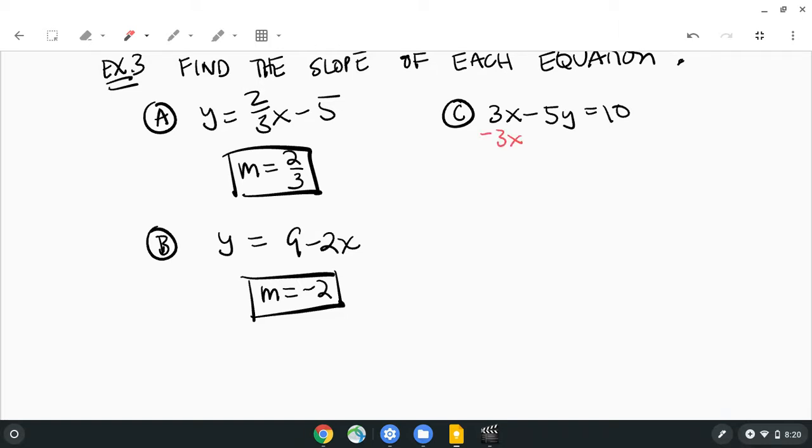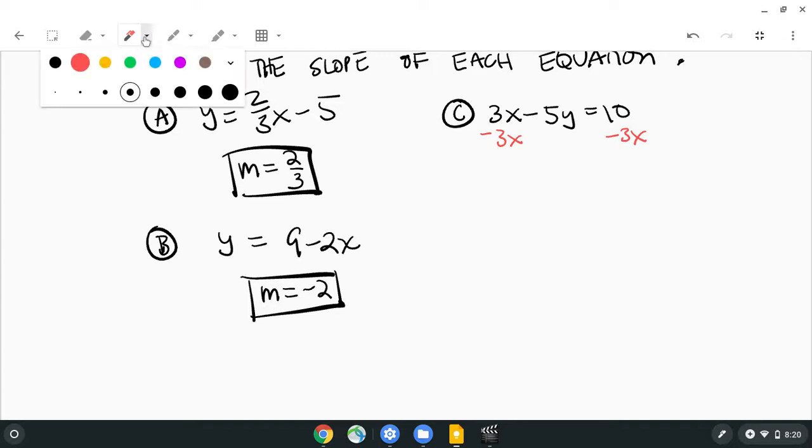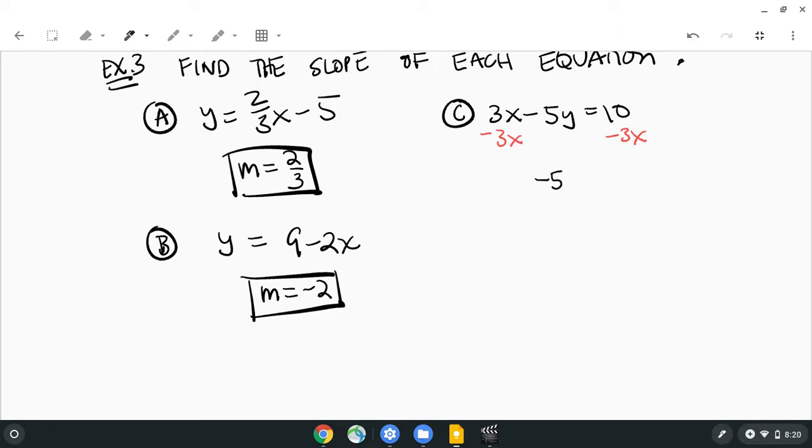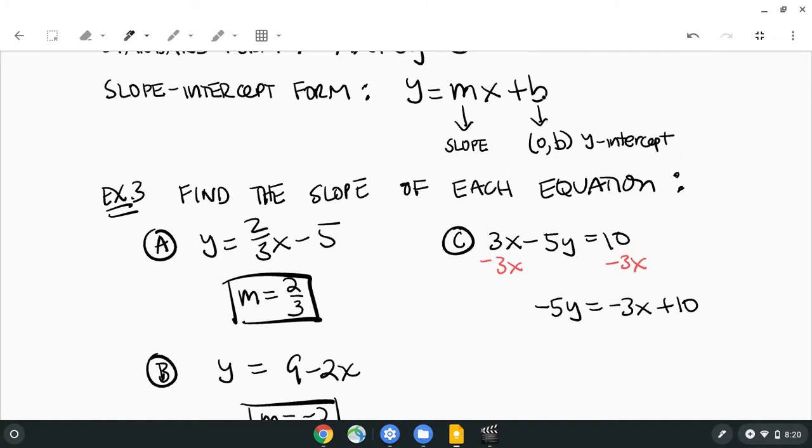So let's subtract 3x on both sides. Okay, and when I do that, the 3x's will cancel. Okay, and I will be left with -5y equals, and right here, you really can't do anything with this because these are not like terms. This one has an x, this one does not. So I'm going to go ahead and write the -3x first and then the +10. Okay? Since I'm trying to get it in this form and the x term is first.